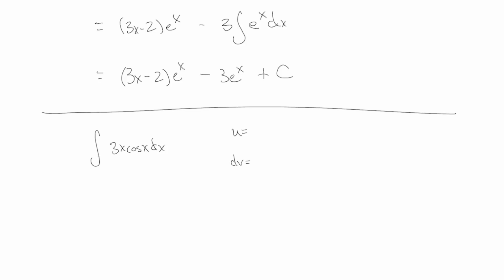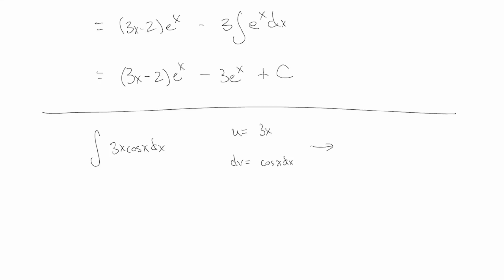How about 3x? Yeah, I like that. Generally, if you see part of it is a polynomial or just a power of x, that's usually what you want to choose for the u. So I'm going to pick 3x as the u. That means the dv has to be the rest of it, cosine x dx. You could have taken the 3 out of the integral at the very beginning and ignored it, but you can include the 3 as part of the u also.